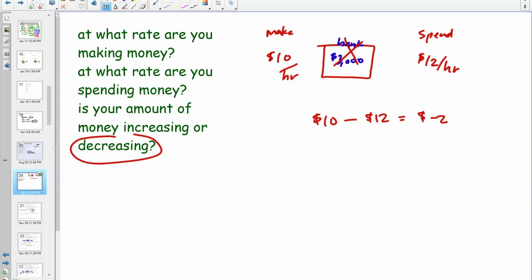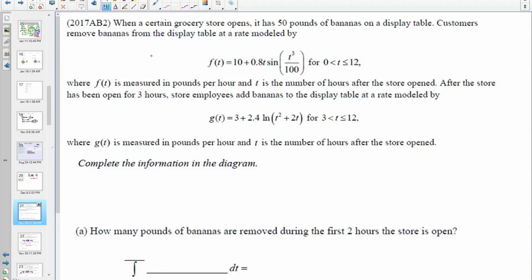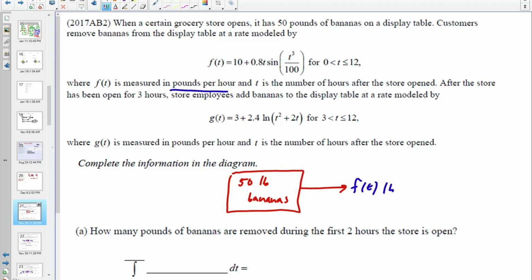All right, so knowing all that, let's do our first problem. When a grocery store opens, it has 50 pounds of bananas on display at a table. Customers remove bananas at a rate of F(t). So on a table I have 50 pounds of bananas, and then bananas are being removed at a rate of F(t), and the units for F(t) are pounds per hour.